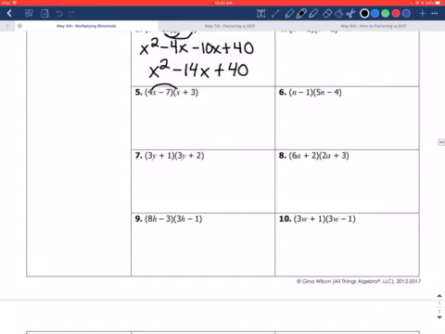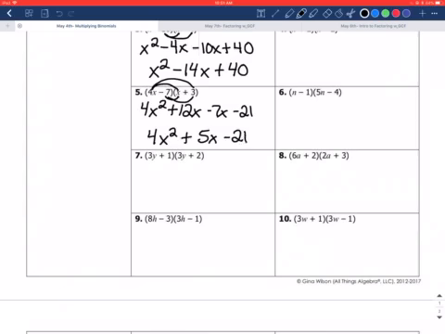So for number 5, we are distributing again. You distribute the 4x, that'll be 4x squared plus 12x. And then we distribute the negative 7 to both of them and combine like terms. 4x squared plus 5x minus 21.